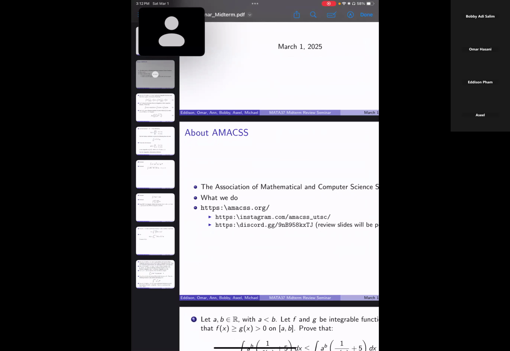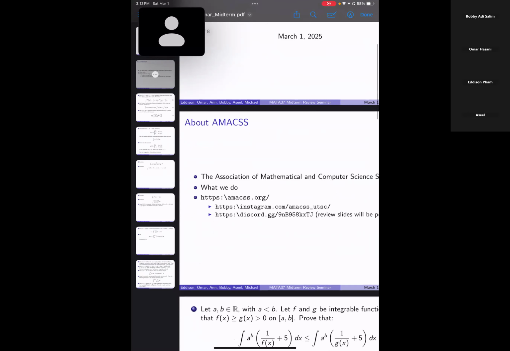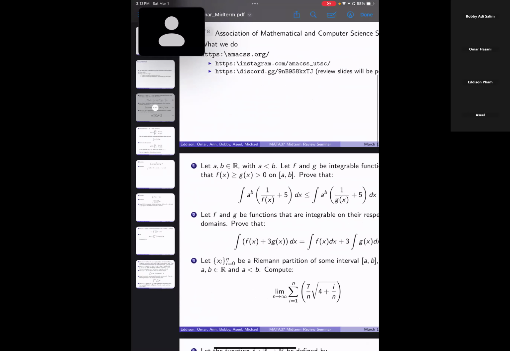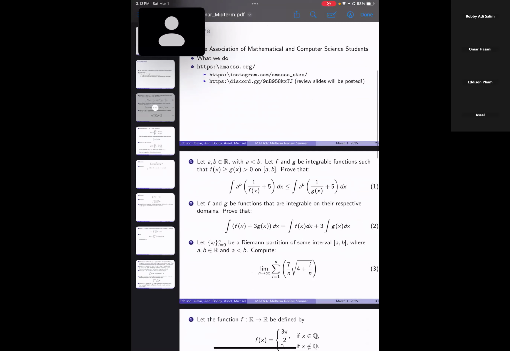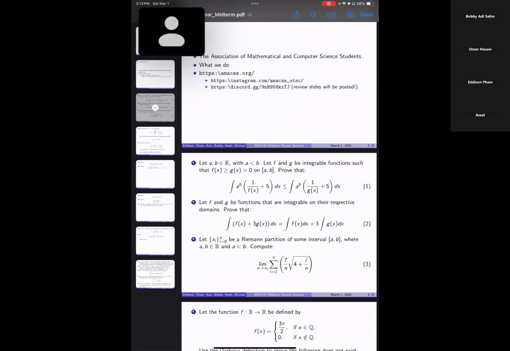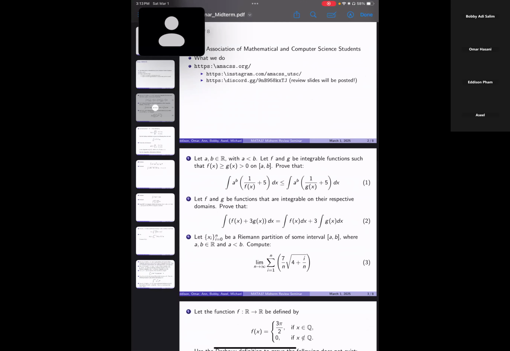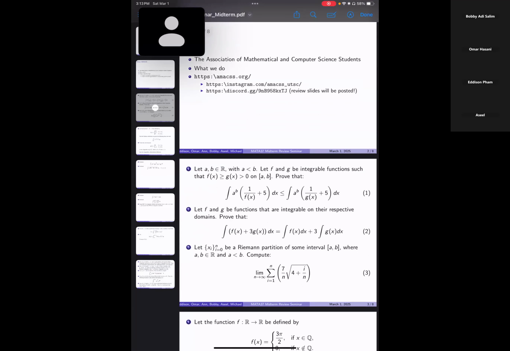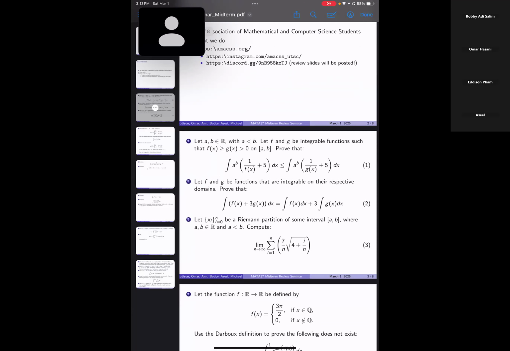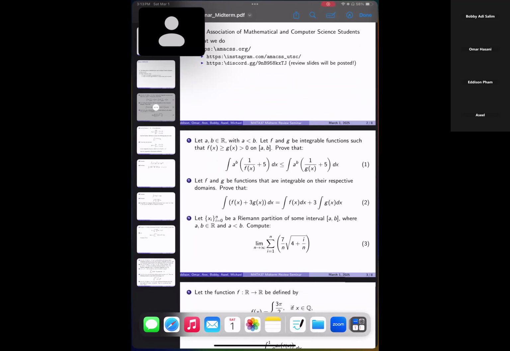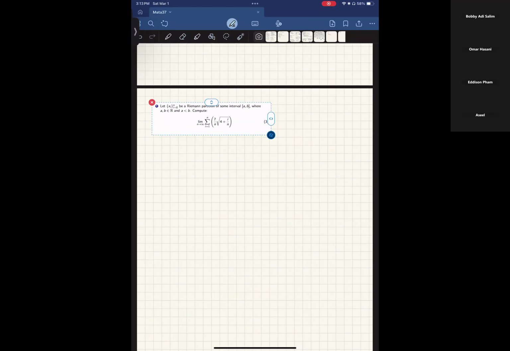My name is Omar. I'm going to start with the first set of questions, and the set of questions is about Riemann integrals and in general just integral properties. So it's these three questions here. The first being a Riemann integral proof, the second being an indefinite integral proof, and the third being a Riemann computation. Okay, so let's get started now.